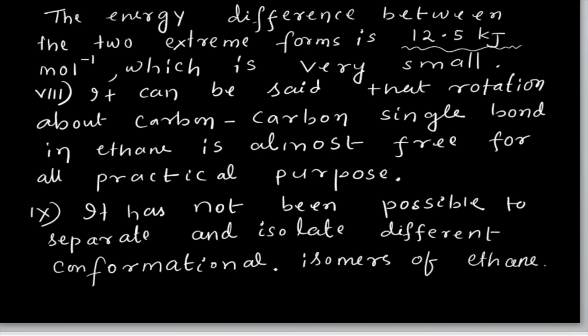Here it is not possible to separate the different conformations, and you also can't isolate them, because so many infinite conformations take place, and the energy difference from one form to the other, that is, eclipsed form to staggered form, is very small. Then how can you separate or isolate the conformational isomers? So it is not possible to separate and isolate the different conformational isomers, especially the eclipsed and staggered forms.